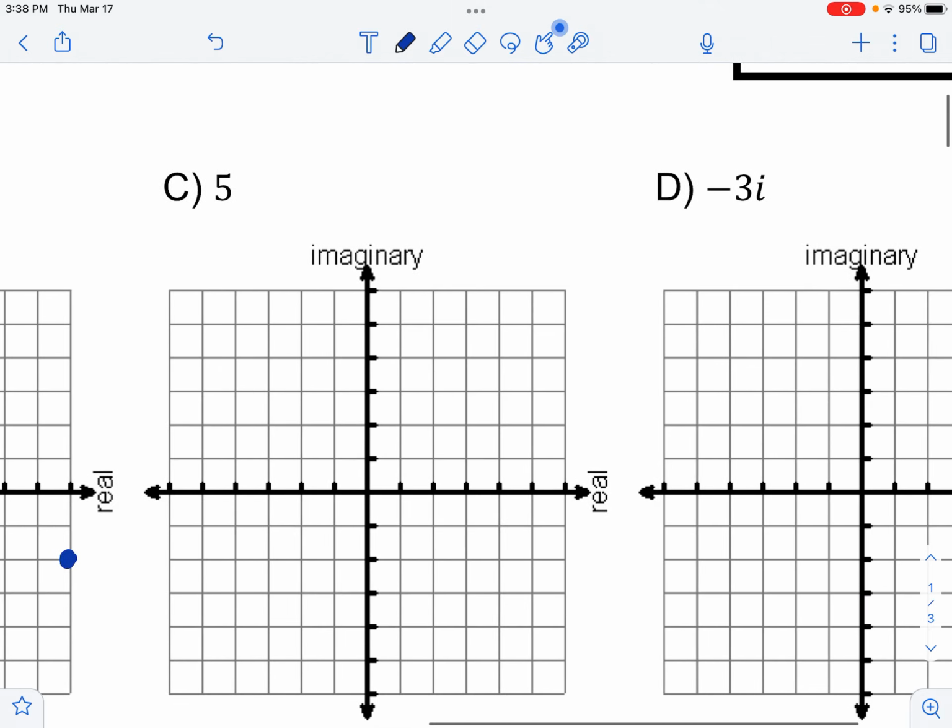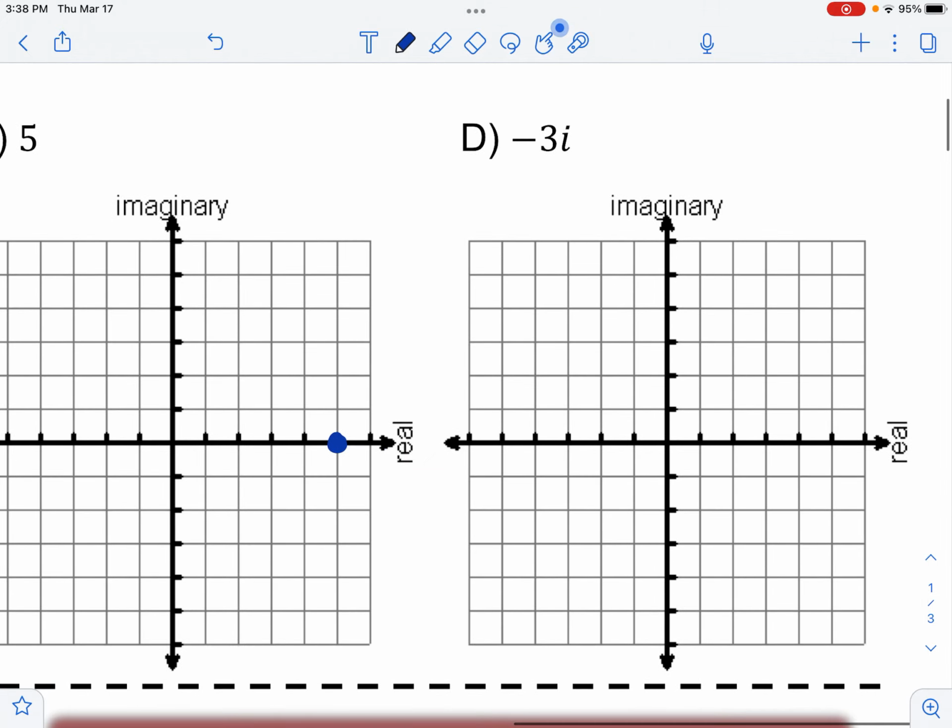This one here, that's just a real number of 5, so we are not going up or down into the imaginaries. We're just going right 5. Think of this as like a number line right here, and you just went right 5 because it's a real number. This one here, down 3 into the imaginaries, there is no real part of that number.